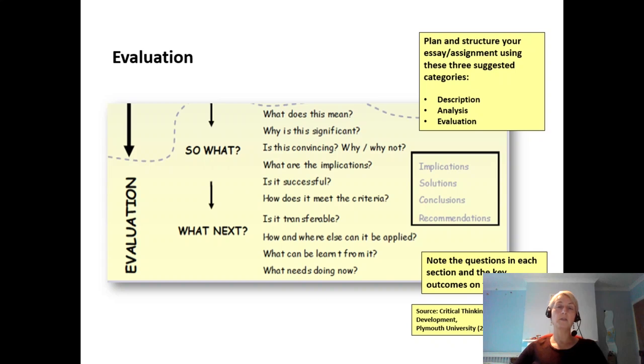So think of these 3 areas, description, analysis and evaluation, rather like a sandwich. So you've got that top layer, the description, you've got the analysis, which is the filling of that sandwich, and then the evaluation that lays underneath, which is that sort of base layer holding everything together. So if you think of it as those 3 layers to plan and structure your assignment, and think critically as you're going along.